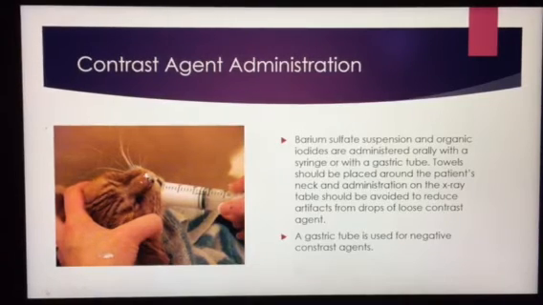Contrast agent administration. Barium sulfate suspension and organic iodides are administered orally with a syringe or with a gastric tube. Towels should be placed around the patient's neck and administration on the X-ray table should be avoided to reduce artifacts from drops of loose contrast agent. A gastric tube is used for negative contrast agents.